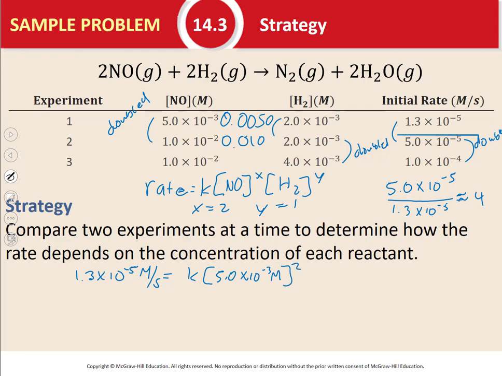Don't forget to square it. X was 2, so square that. Times the concentration of hydrogen raised to the first power, so hydrogen was 2.0 times 10 to the negative 3rd molar. I'm at 260. 260, good. 260. And what is our unit here going to be?